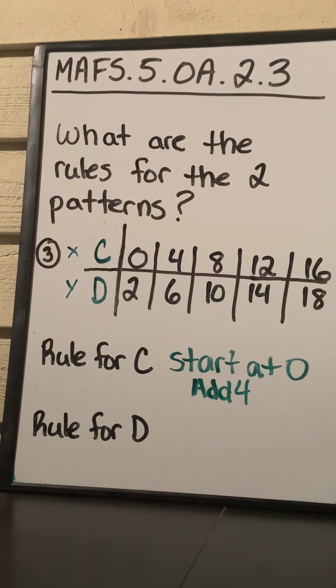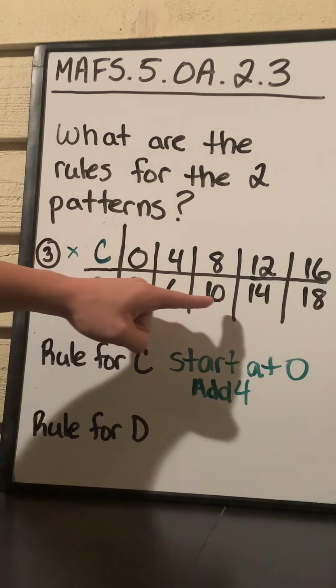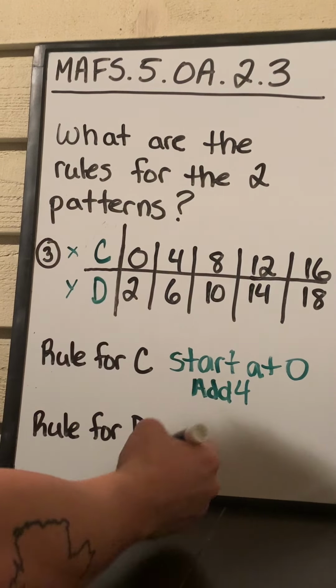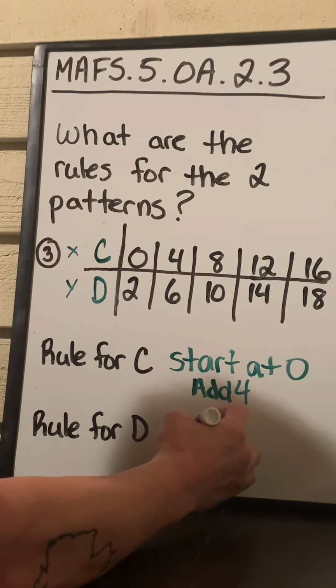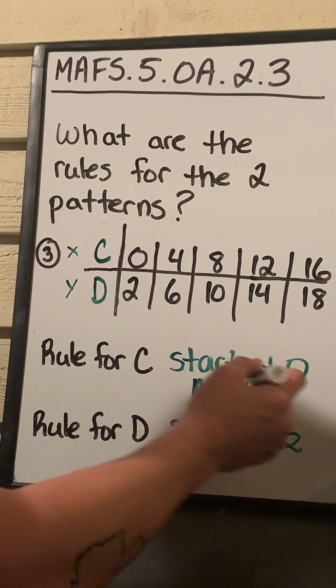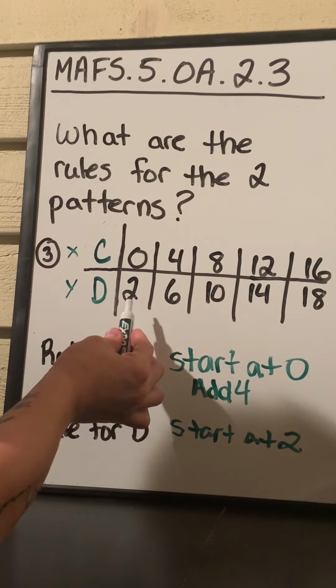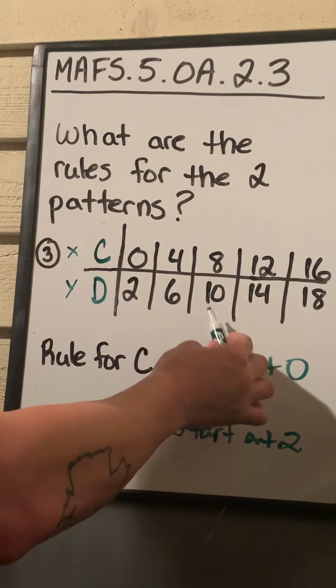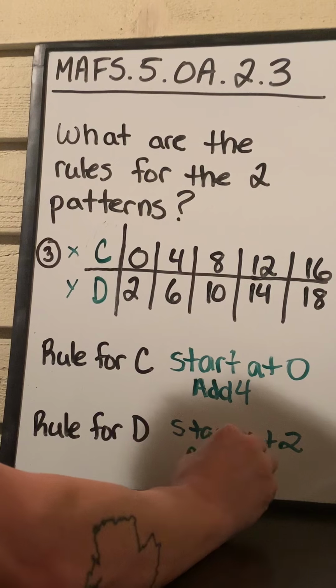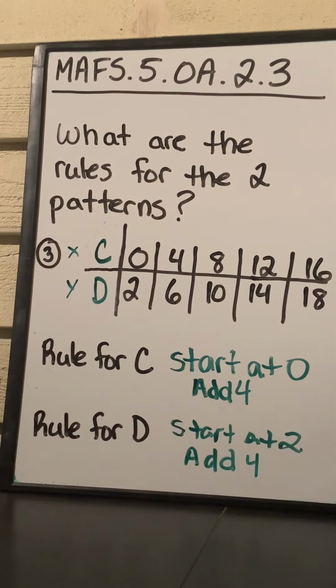And then for rule D, or pattern D, I'm seeing a pattern here, and it's different. This one starts at 2. So I'm going to write start at 2, and I look for a pattern here. And this one also, I notice it's adding 4 each time. So add 4.